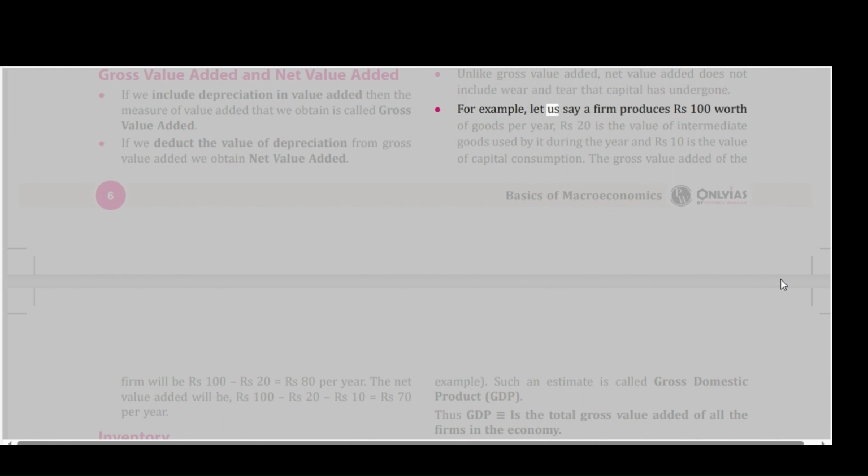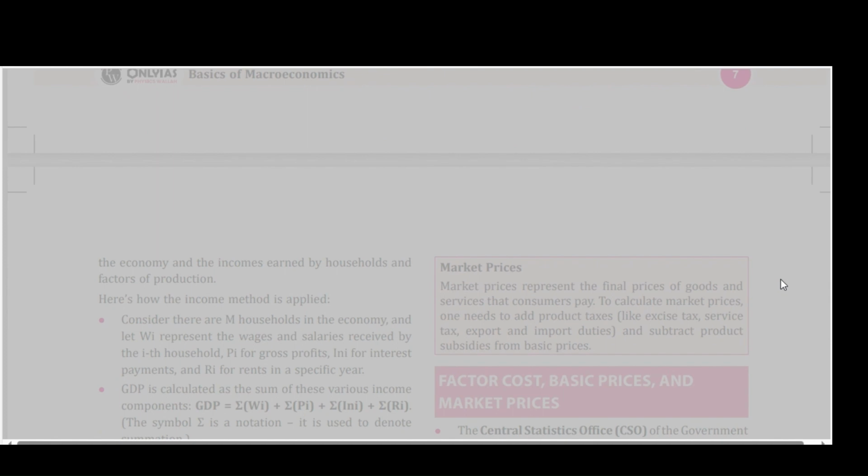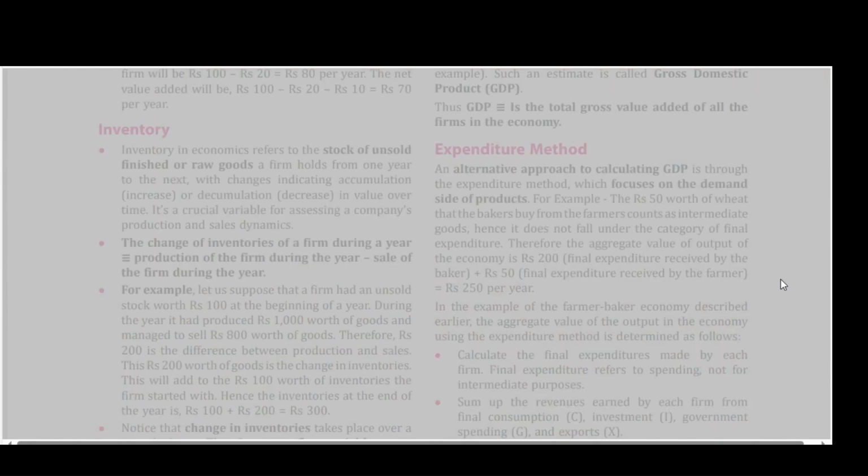For example, let us say a firm produces 100 rupees worth of goods per year. 20 rupees is the value of intermediate goods used by it during the year, and 10 rupees is the value of capital consumption. The gross value added of the firm will be 100 rupees minus 20 rupees equals 80 rupees per year. The net value added will be 100 rupees minus 20 rupees minus 10 rupees equals 70 rupees per year.